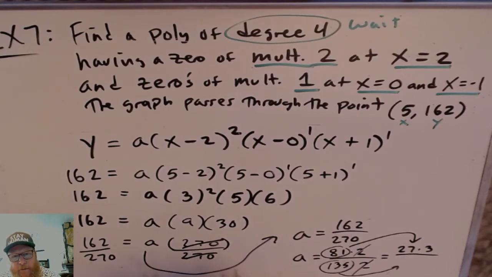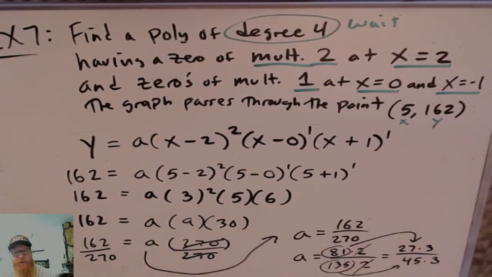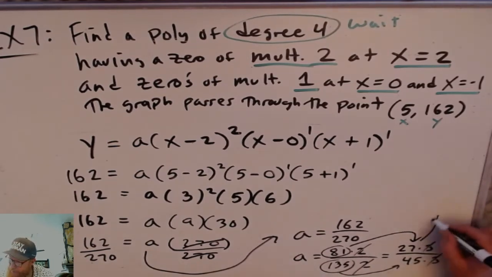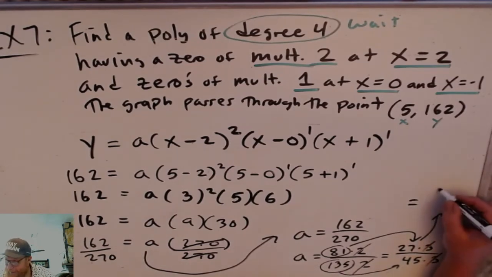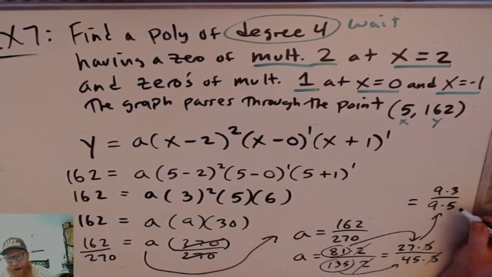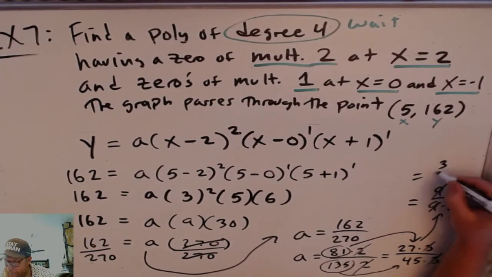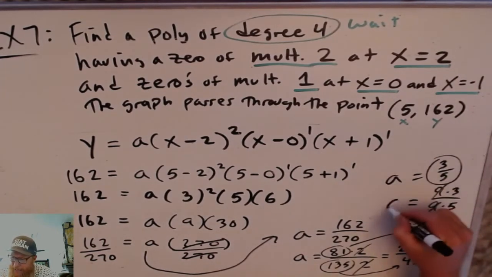Is it 35? No, 45? 45 times 3. Yeah. 45 times 3 is 135. Cross off the 3's. Can we go more? Let's keep going. Don't stop. 27 is 9 times 3, and 45 is 9 times 5. So the final answer is 3/5. That's A.